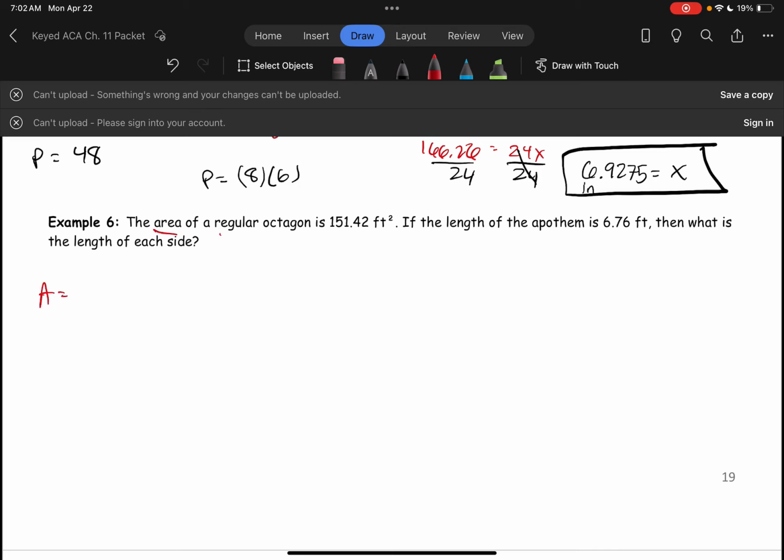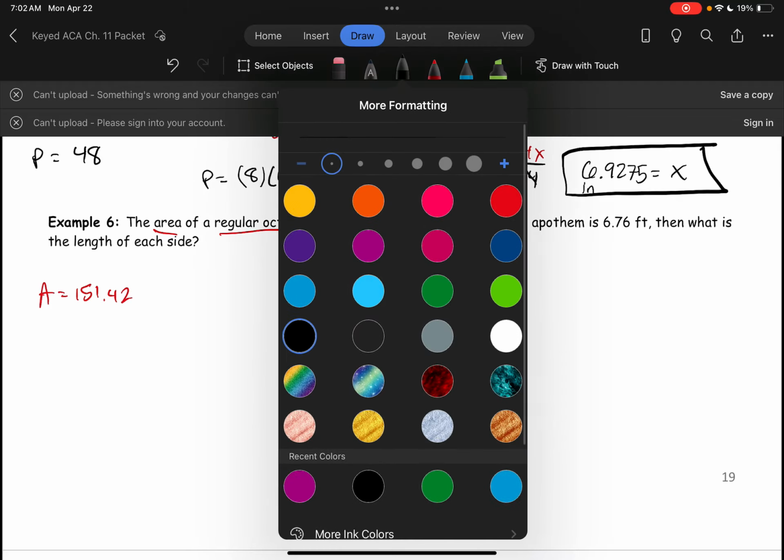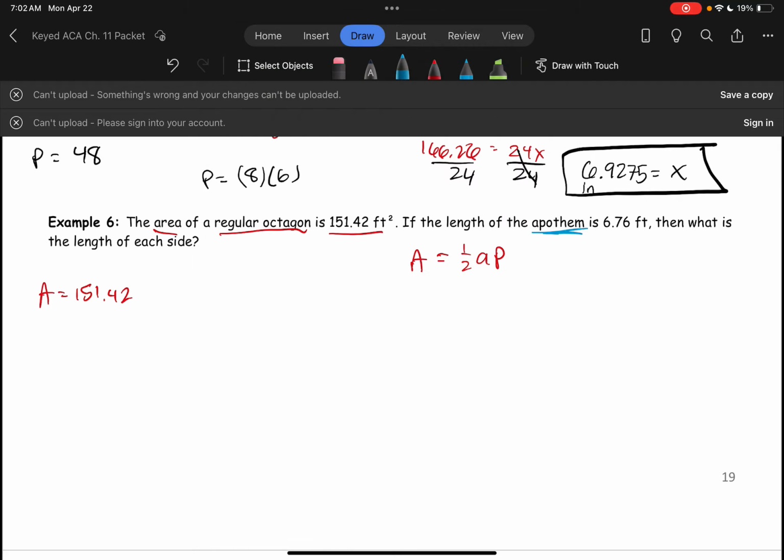We're talking area of a regular octagon. So area of a regular polygon is 1/2 apothem times perimeter. So our capital A here is 151.42. They also tell us that the apothem is 6.76. What we don't know currently is what the perimeter is. We can call that x.